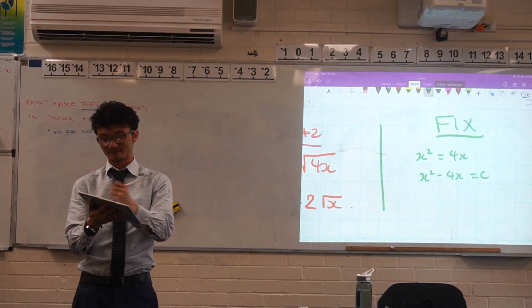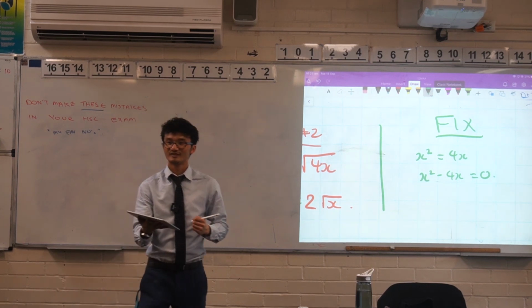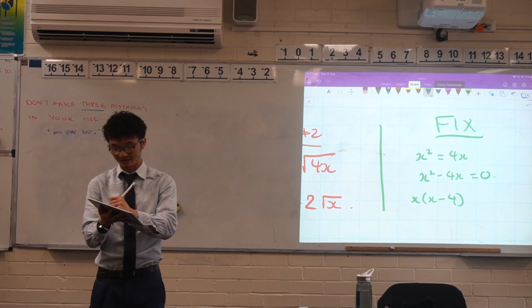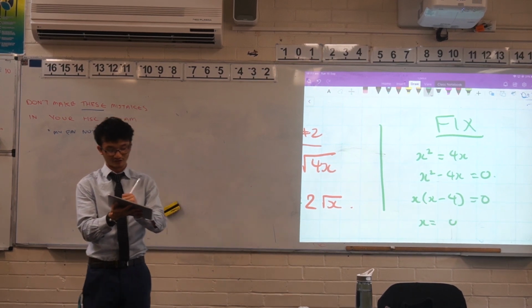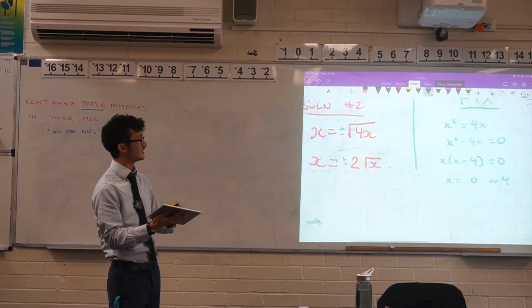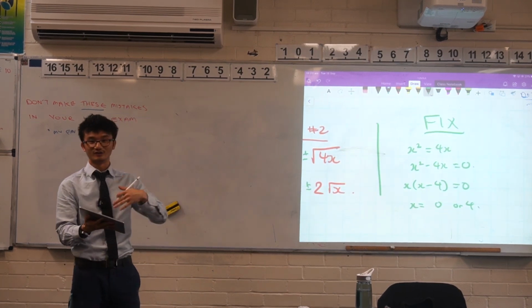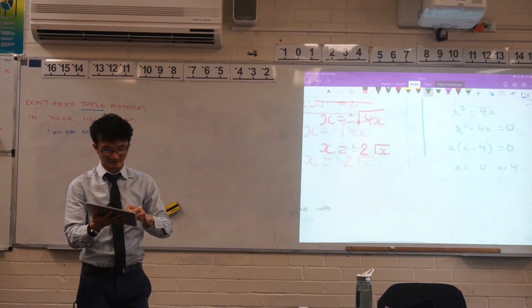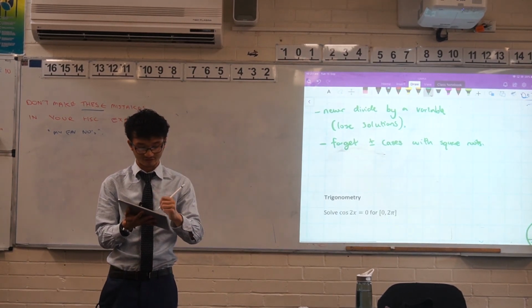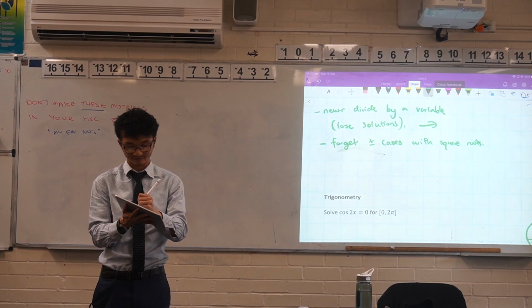Keep going for me, Harry. And then you factorize, right? So anytime you have quadratics, you factorize. And so x is equal to 0 or 4. So the fix for something like this is that instead of dividing or taking the square root of both sides, you factorize. So the solution is to factorize. Factorize instead.